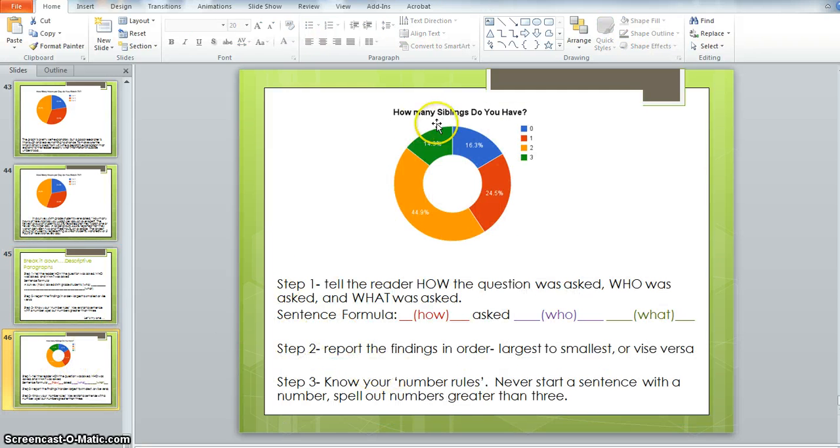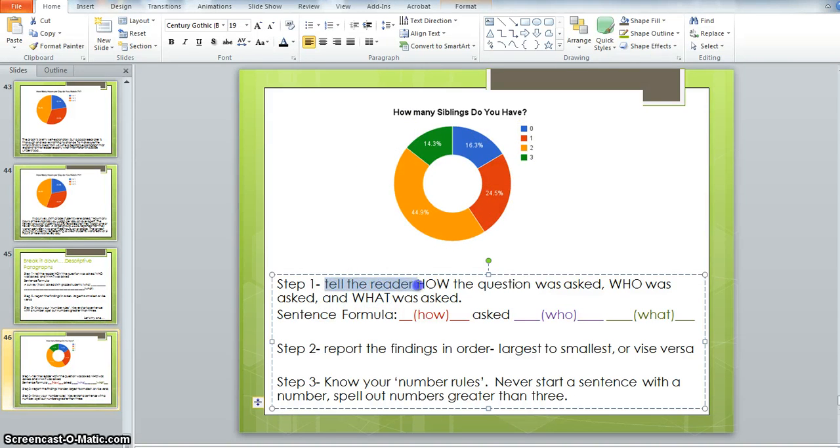All right, so here's one to practice together. How many siblings do you have? Here are the number of responses. Nobody said... 16.3 said they had no siblings. 24.5 said they had 1 sibling. You can see how that works.